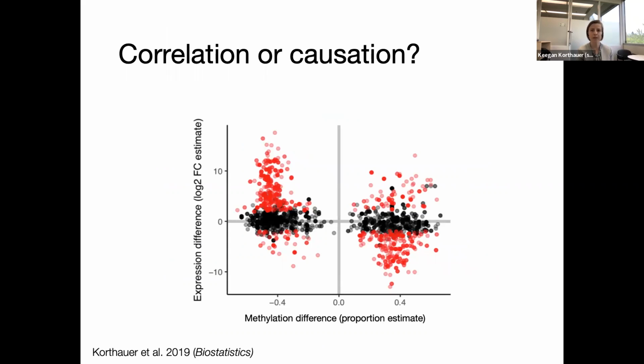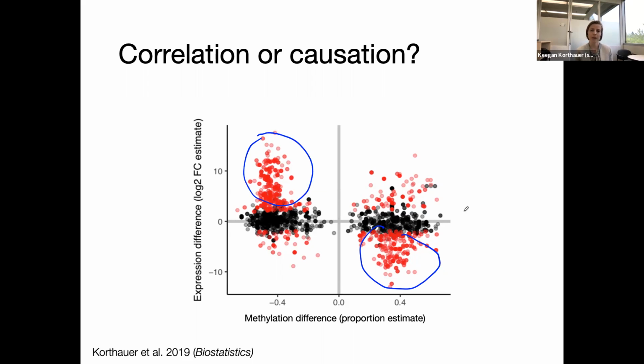However, this relationship has largely been observed through correlations of observational data, as shown in this scatter plot, where we have methylation difference on the X and expression difference on the Y. We see there are more points in this quadrant and this quadrant, meaning that there's this inverse relationship.